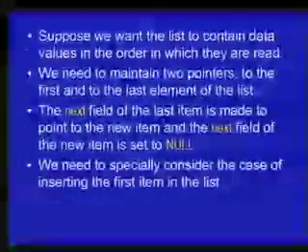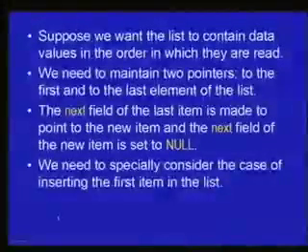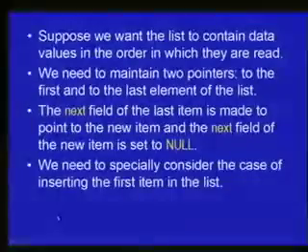Okay, now in this code, what was happening is that the order of elements in the list is the reverse of the order in which the values were read. Now suppose we want to create the list in which the elements are in the same order as the order in which they were read. Now what do we have to do for achieving that?